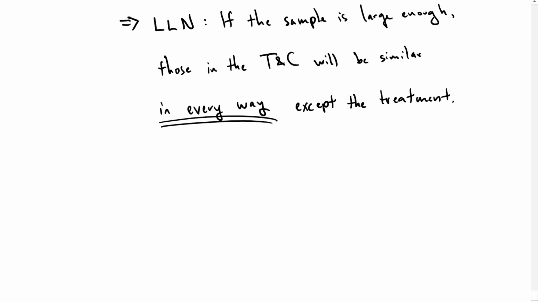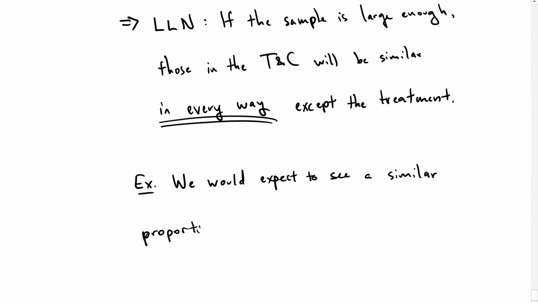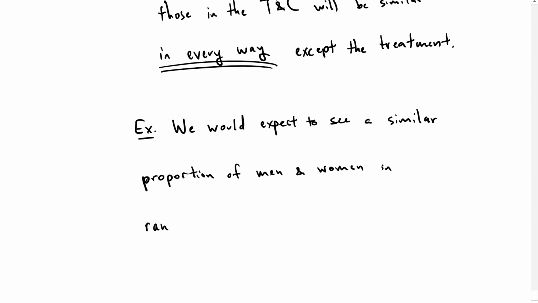Okay, and so to give you an example here, let's suppose that looking at gender, we would expect to see a similar proportion of men and women in randomly assigned treatment and control groups.